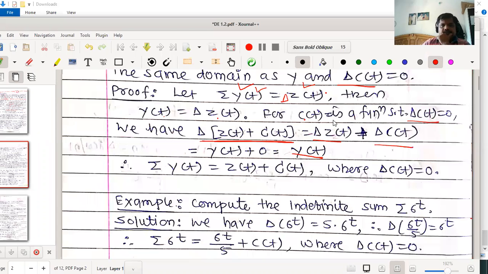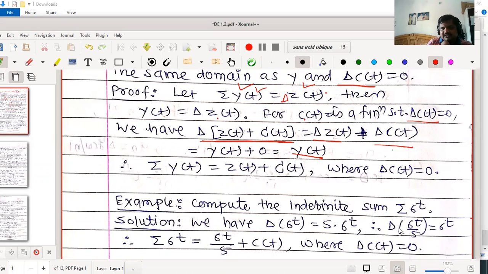Right, this we have proved. Now we will see one example. Compute the indefinite sum, the summation of 6 to the power t. How do we find it? We know that delta of 6 to the power t is equal to 5 into 6 to the power t, because the formula is delta of a to the power t equal to a minus 1 into a to the power t. By using that formula, delta of 6 to the power t equals 5 into 6 to the power t.